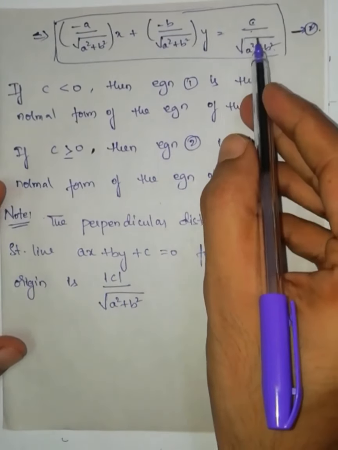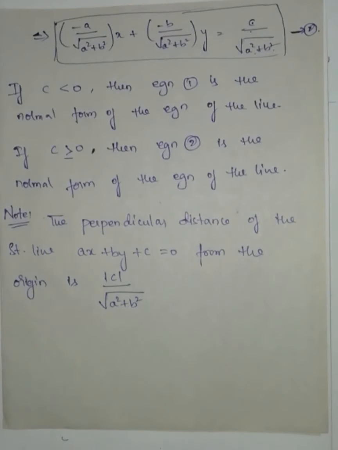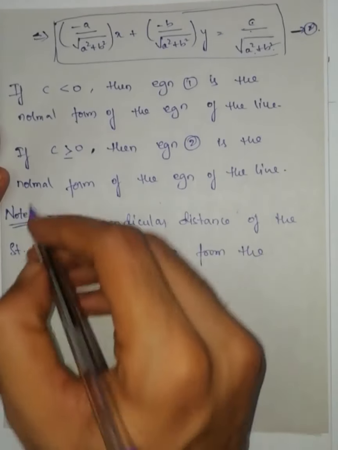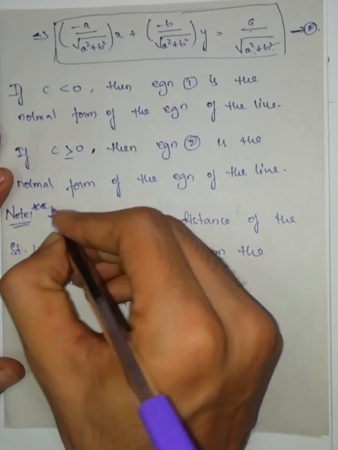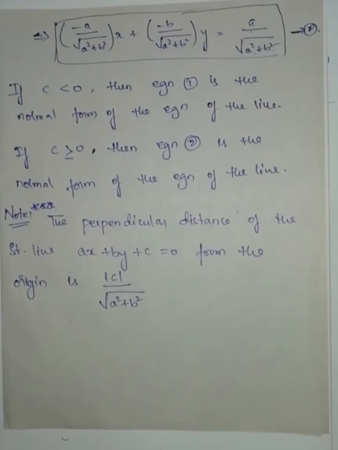Either we will get plus c or we will get minus c. So here I wrote plus or minus c. Plus or minus c is nothing but modulus of c. This is an important note which we are going to use a lot of times.